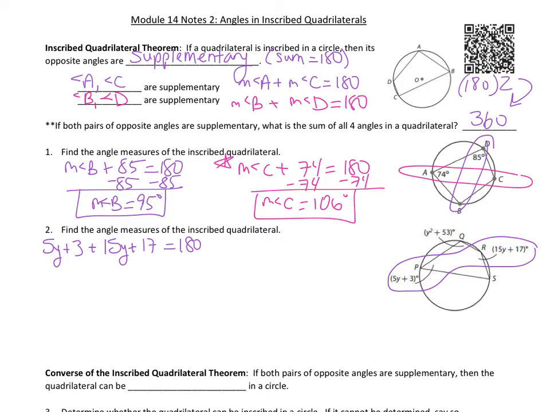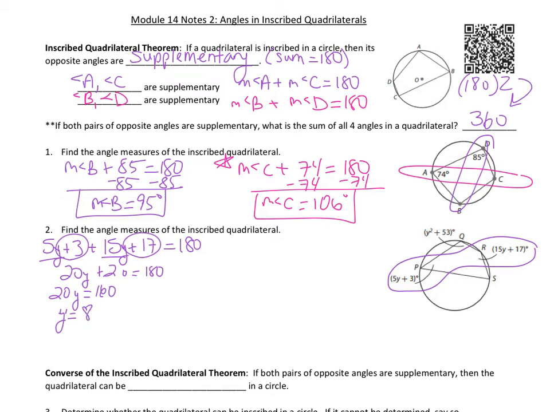So when we set up our equation, we get 5y plus 3 plus 15y plus 17 equals 180. We can combine our like terms together, so we get 20y plus 20 equals 180. So I'm adding the 17 and the 3 at the same time. Subtract the 20 to the other side, and we get 20y equals 160. So my y, once we divide by 20, will equal 8.